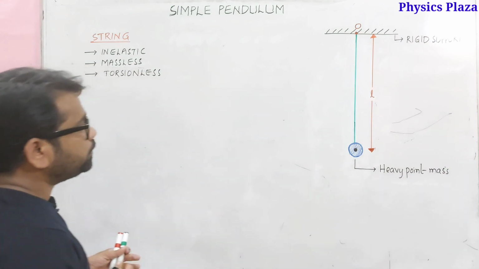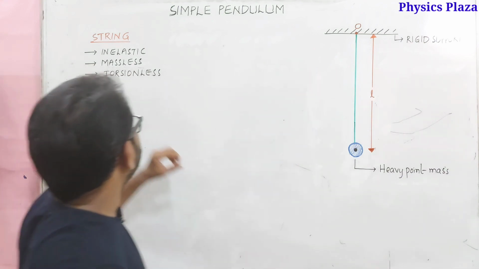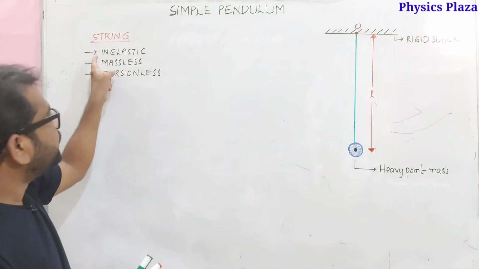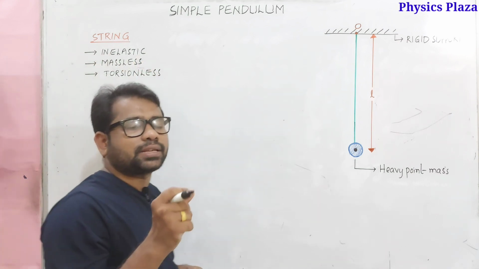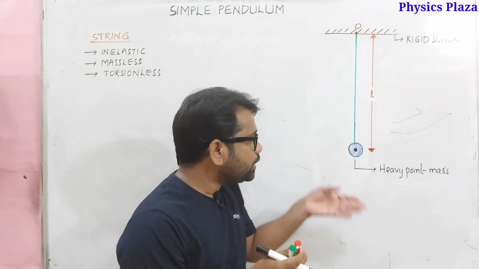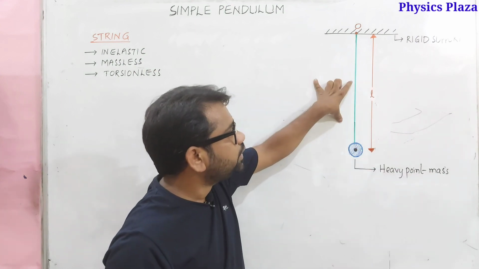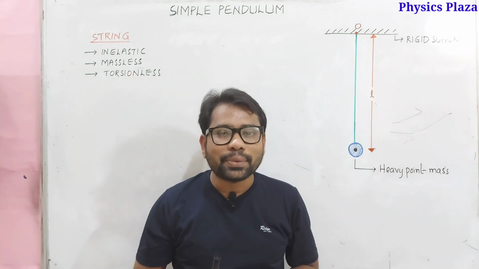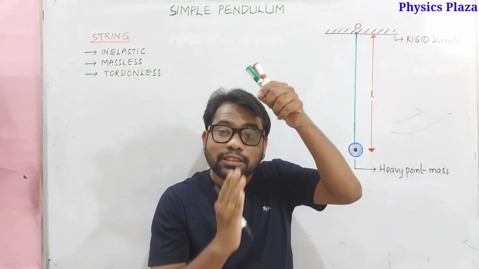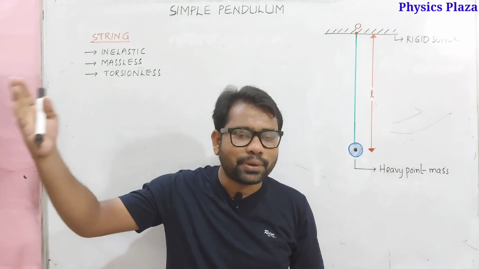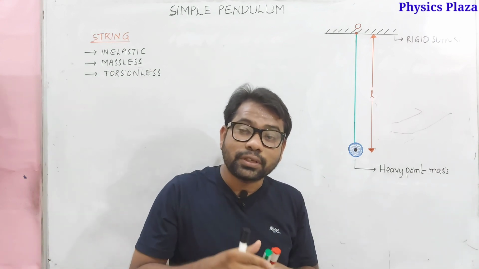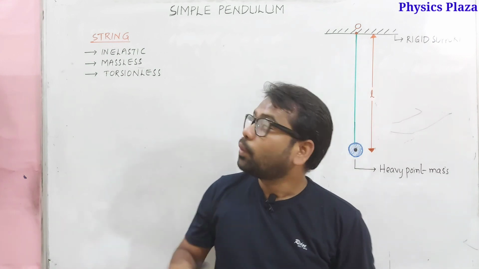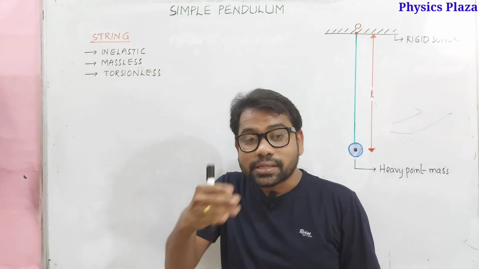Before considering the string, it should have these properties. The string we are considering should be inelastic. As it is inelastic, the length of the simple pendulum remains constant during its oscillations. If it is not inelastic, the length may change during the oscillations. As the length changes, obviously the time period changes. So there shouldn't be any change in the length of the simple pendulum. This is possible only when we take an inelastic string.